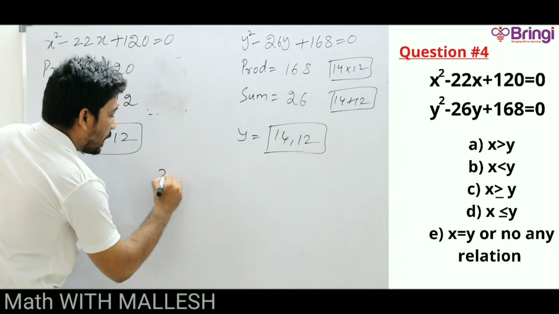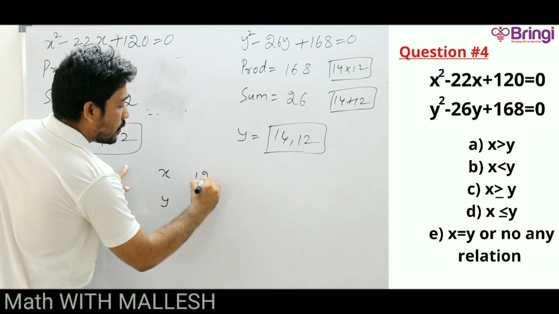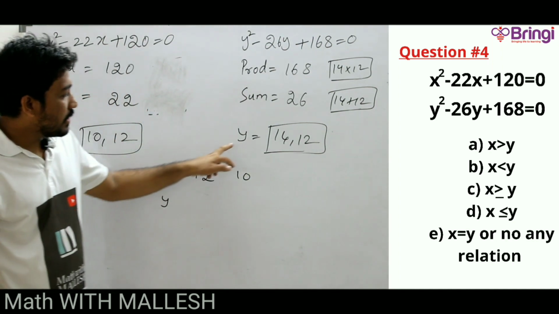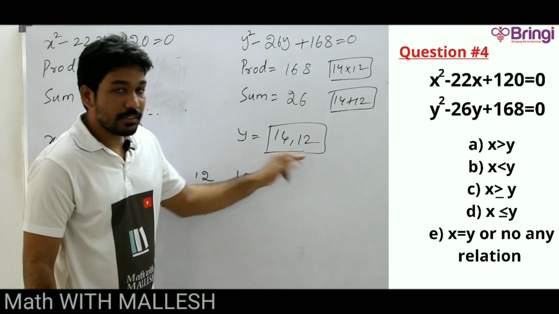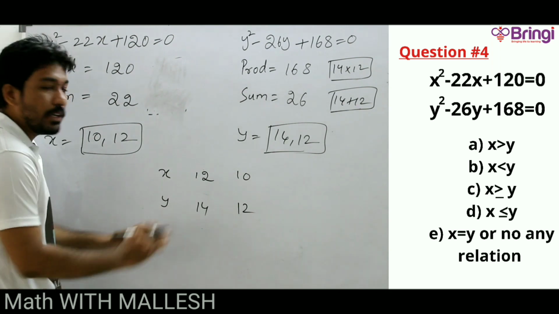Ranking, X and Y. What is X's largest value? 12. And what is the smallest value? 10. Next, what is Y's largest value? 14. And what is Y's least value? 12. Correct or not? Now give rankings.